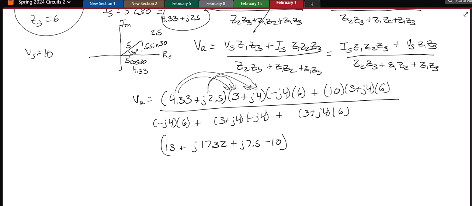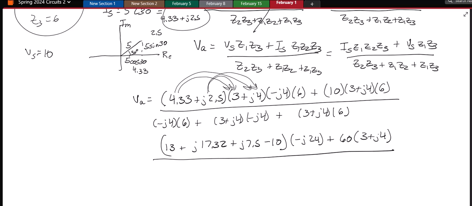And then minus J4 times 6 is minus J24. Plus, and I'll multiply my 6 times my 10 is 60. 3 plus J4. Over minus J4 times 6 is minus J24. I'll distribute this minus J4, so I'm going to multiply the minus J4 times 3 and the minus J4 times J4. So minus J4 times 3 is minus J12. Minus J4 times J4 is minus 16J squared, but J squared is negative 1. So minus 16J squared is plus 16. Plus, and now I'll distribute this 6. And I get plus 18 plus J24.